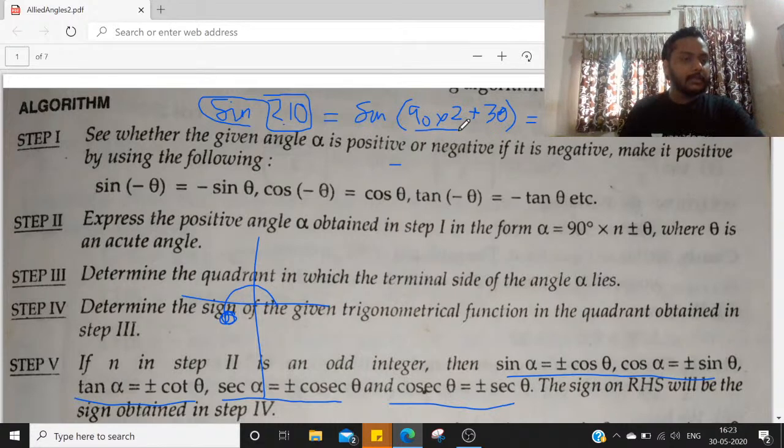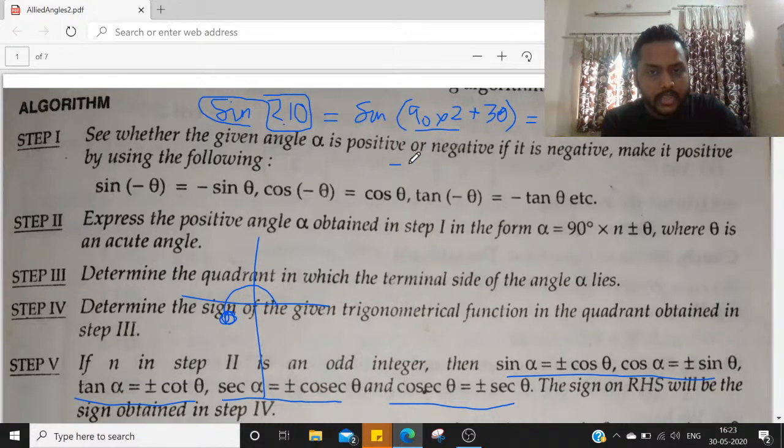Kyunki aapka even multiple hai 90 ka, to aapka trigonometric ratio change nahi hoga. You will be having just sine over here. Okay? So, you have got minus sine 30 degree. How many of you are clear with this, guys? And minus sine 30 is what? Minus sine 30 is equal to minus 1 by 2.